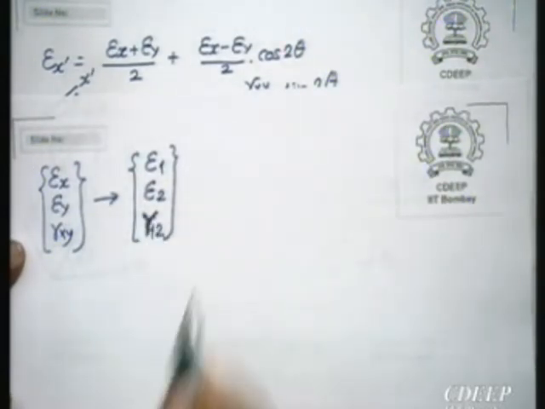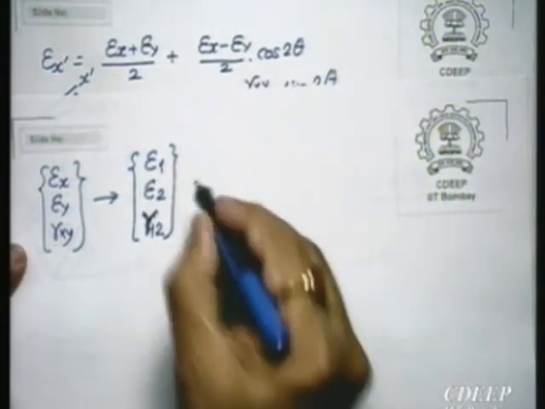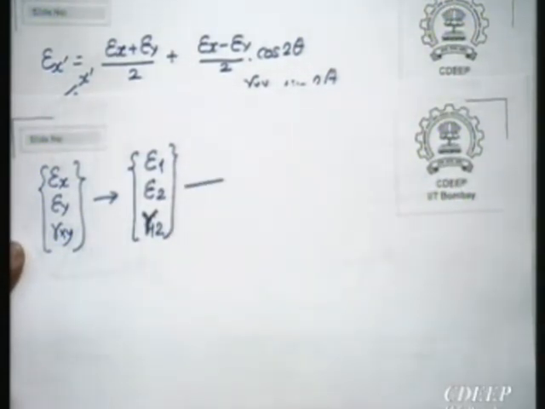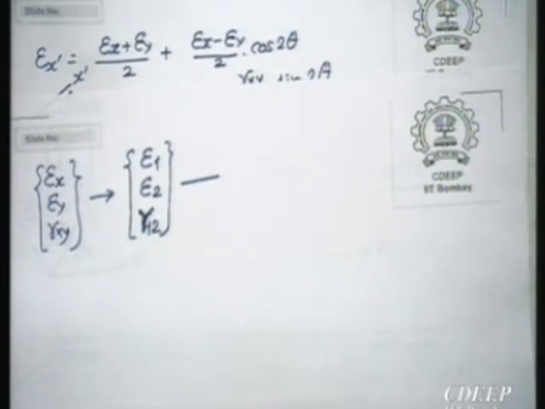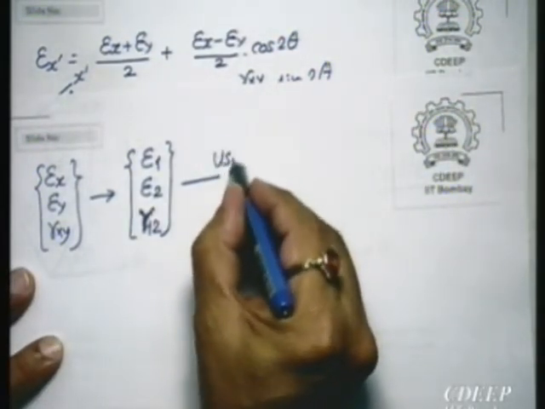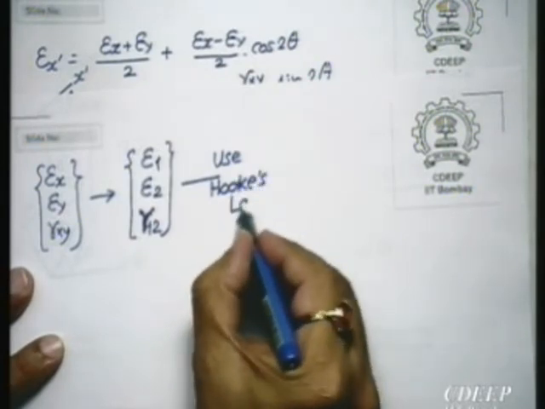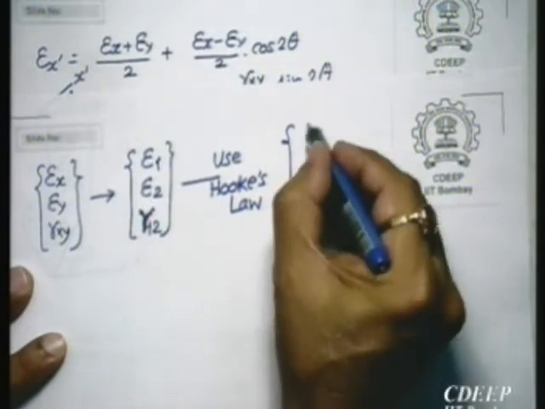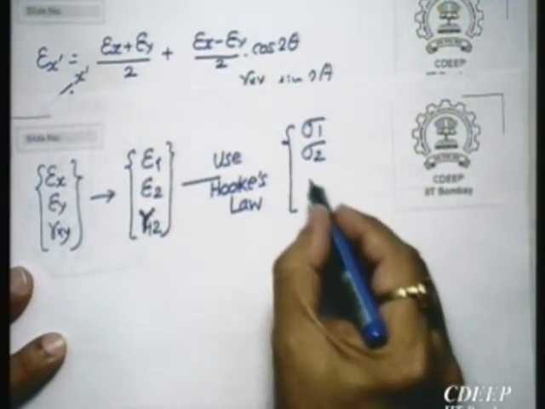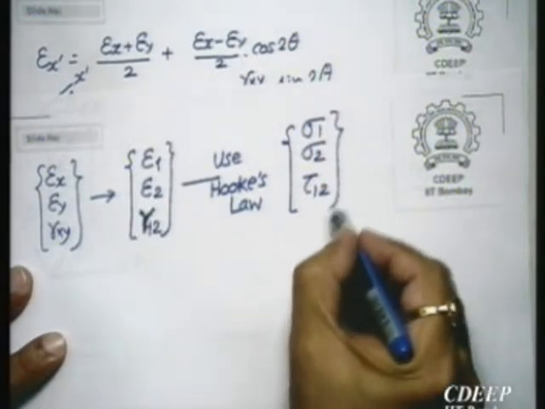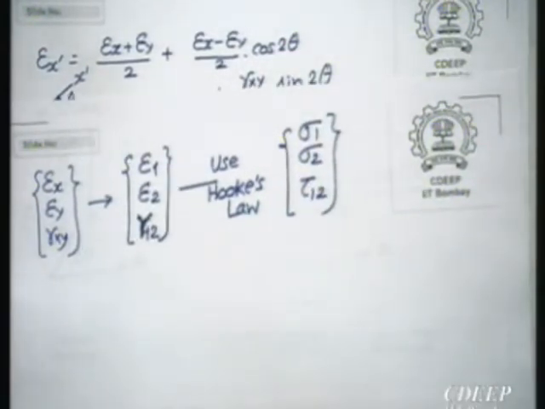Having got principal strains, what should you do? I am not interested in strain. My limit quantities are prescribed only on stresses. So use Hooke's law and find out the principal stresses. When I say principal, it means this is the maximum.